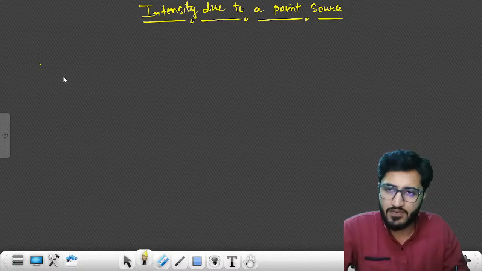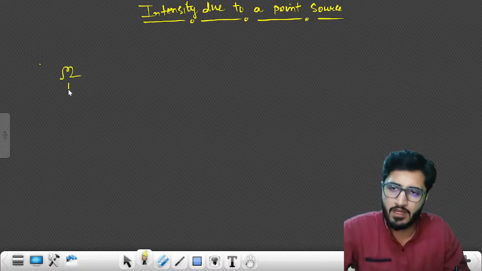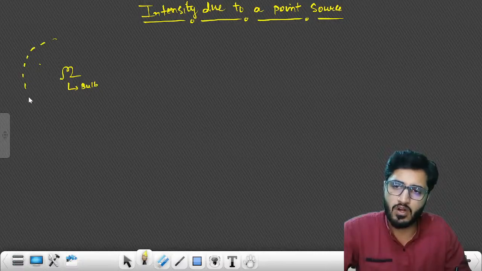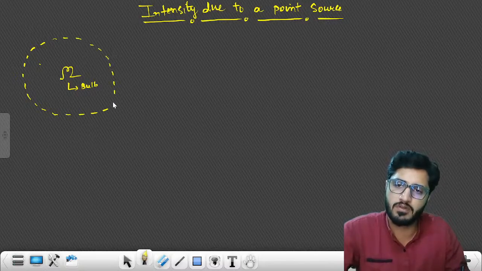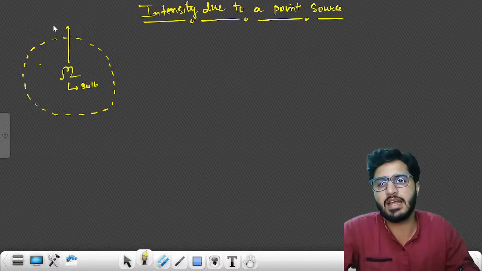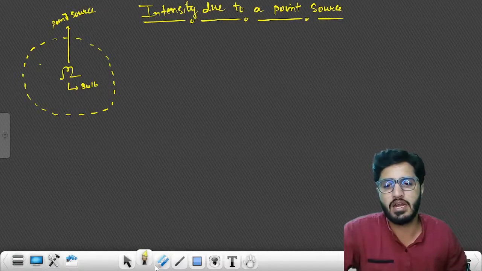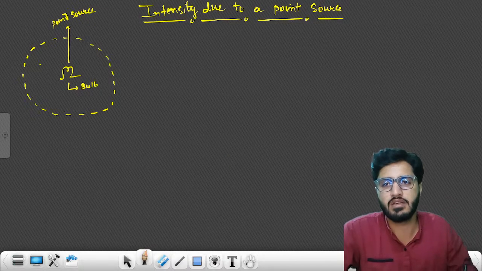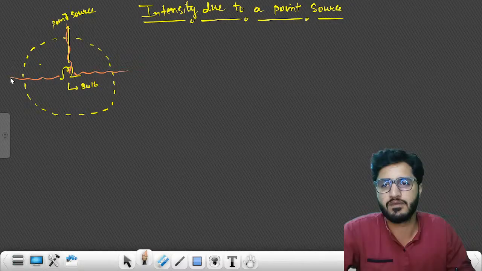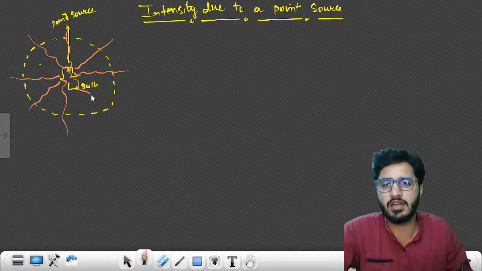Here, we are having a bulb. This thing is my bulb. So we will be drawing a spherical structure around the bulb. This bulb will be acting as a point source, and it will be spreading its light in every possible direction. We know it very well.